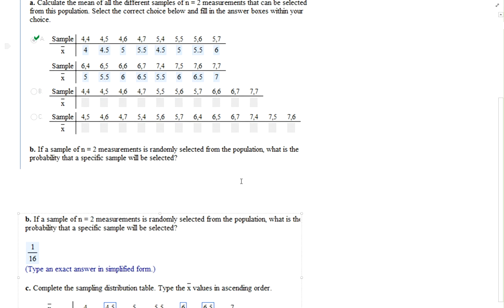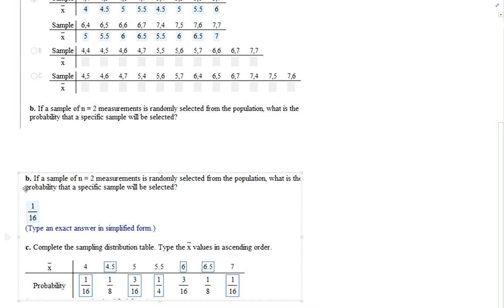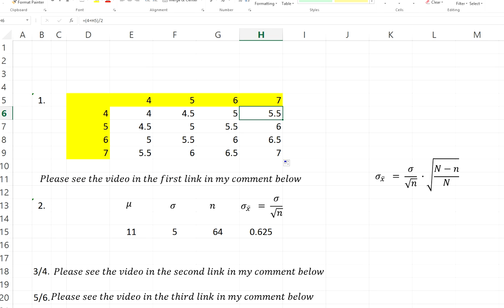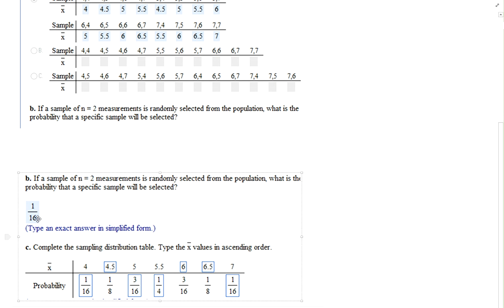Okay, so question number 2, well, section B. If a sample of size n equal to 2 measurements is randomly selected from the population, what is the probability that a specific sample will be selected? Well, a specific sample means one specific sample will be selected. There are 16 observations, so the probability of one particular observation is 1/16, right? Obviously 1/16.